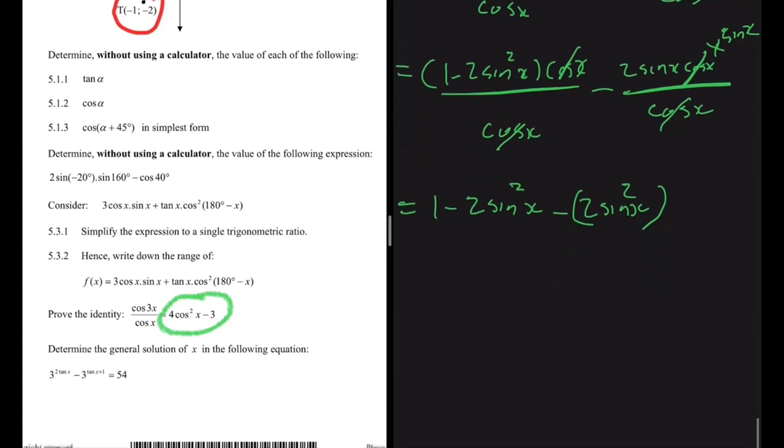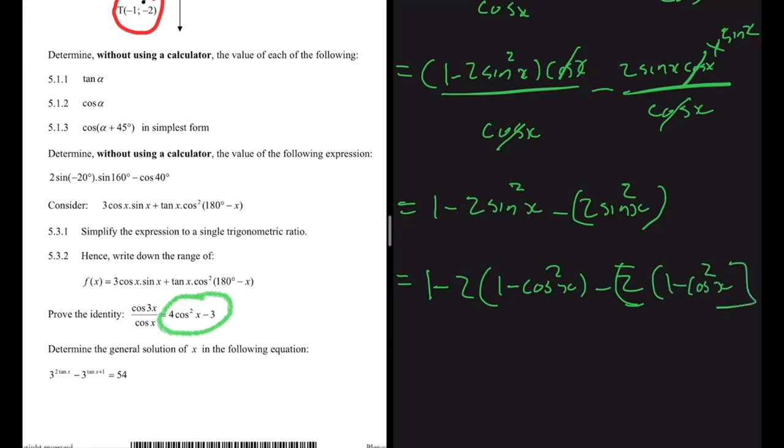But our answer has cos of x, right? So let's change sine squared x to cos of x. Now, how can we do that? We know that sine squared x plus cos squared x is equal to 1. So if we do that, we're going to get 1 minus 2 times 1 minus cos squared x, minus 2 multiplied by 1 minus cos squared x.